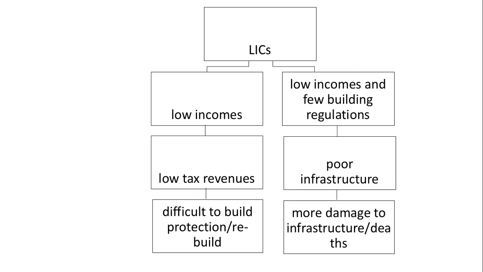LICs also have poor infrastructure. Why? Because they have low incomes and few building regulations. So the fact that they've got low incomes and few building regulations leads to poor infrastructure, and therefore when extreme weather events do come around, there's more damage to infrastructure, and as a result there's more deaths.